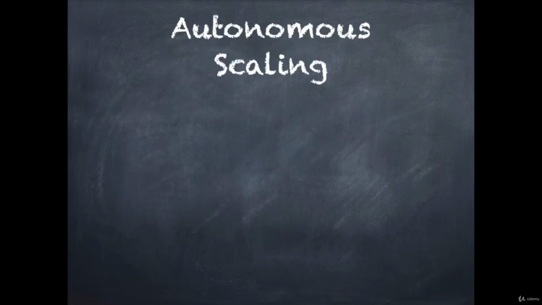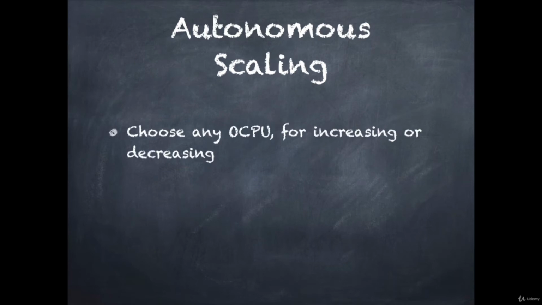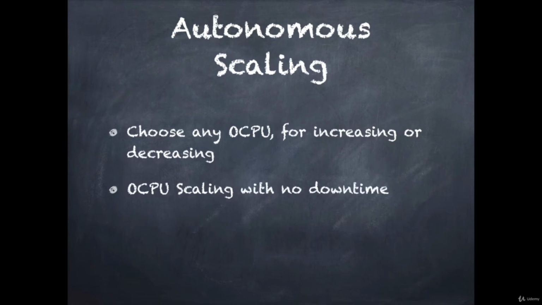So, what is autonomous scaling? It allows us to increase or decrease the number of CPUs. It doesn't matter the number that we choose. This scaling is a hot scaling, so we will not have any downtime during the scaling. It doesn't matter if we increase or decrease that number. We'll show later how to do it.